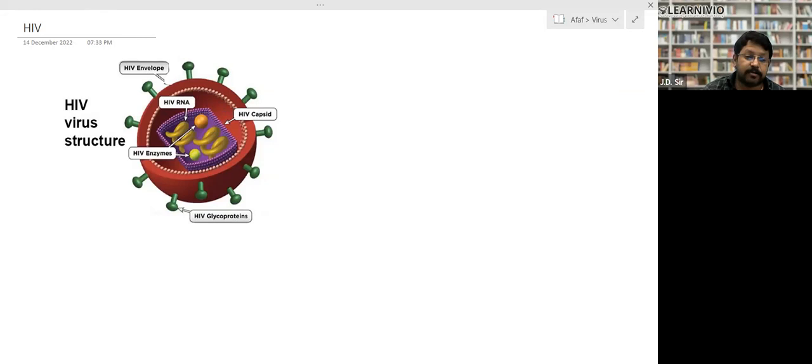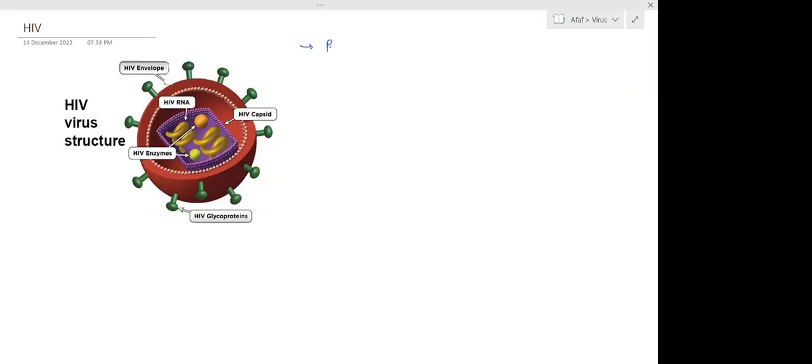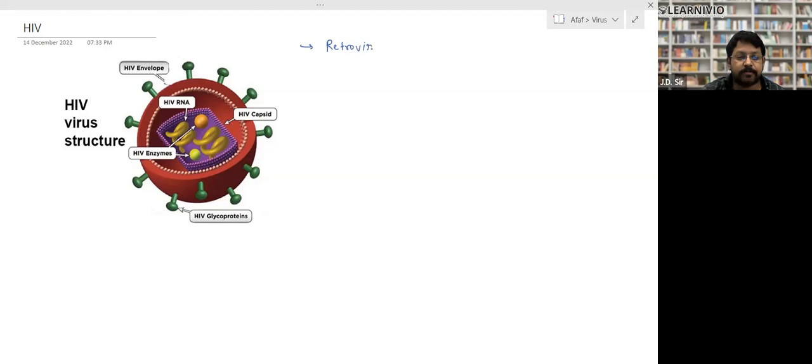Then the virus has genetic material, RNA. So what do we call this virus? What kind of virus is it? Bacteriophage? No. Retrovirus. Retrovirus, okay. So retroviruses, we have already studied, are those viruses which contain a protein covering, the capsid protein, and inside there, the genetic material is RNA. We call it a retrovirus. So this is a retrovirus.